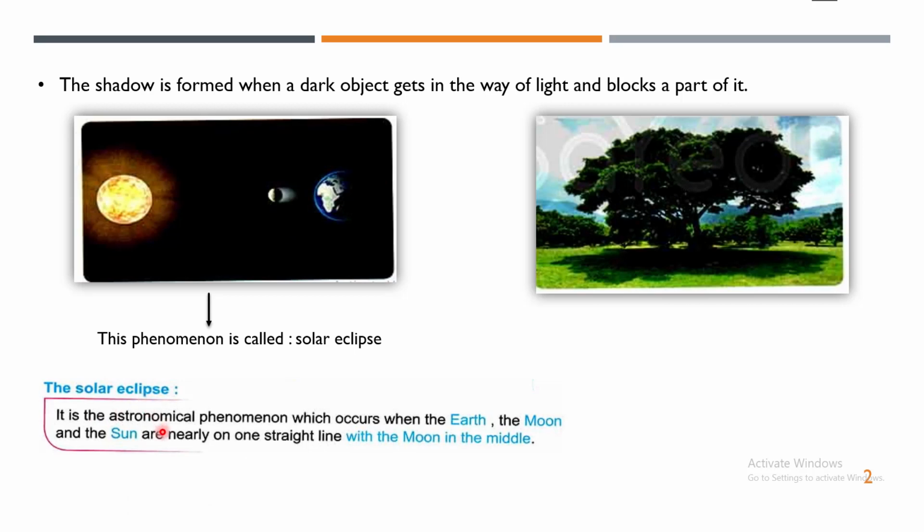And if we want to give a definition, the solar eclipse is the astronomical phenomenon which occurs when the earth, the moon and the sun are nearly on one straight line, with the moon in the middle between the earth and the sun. And this is the solar eclipse.